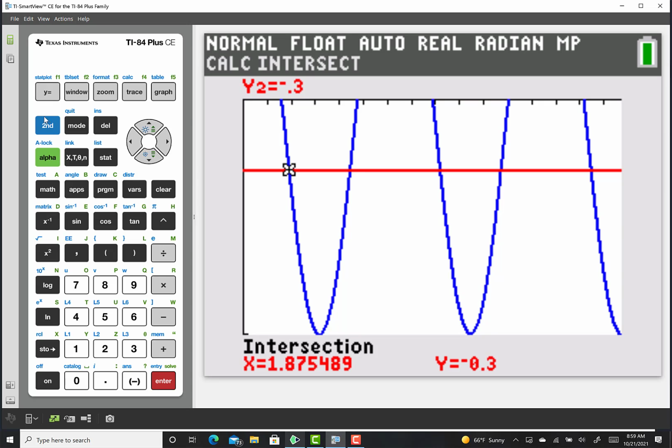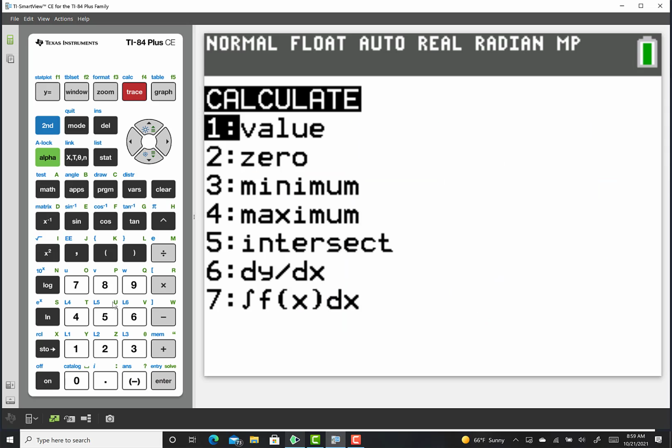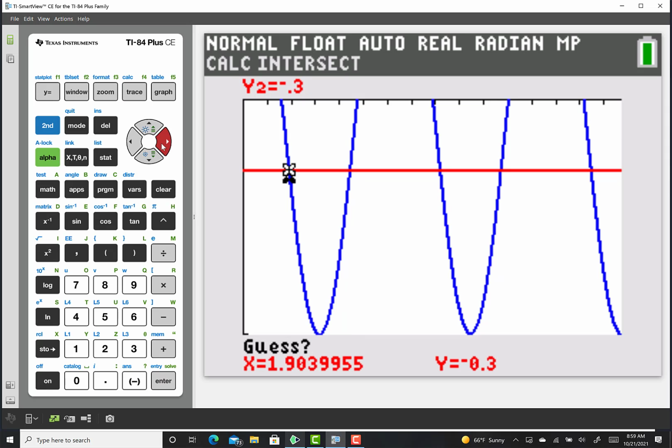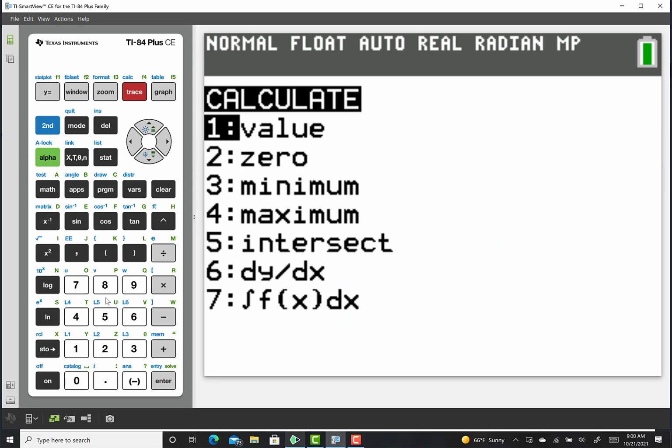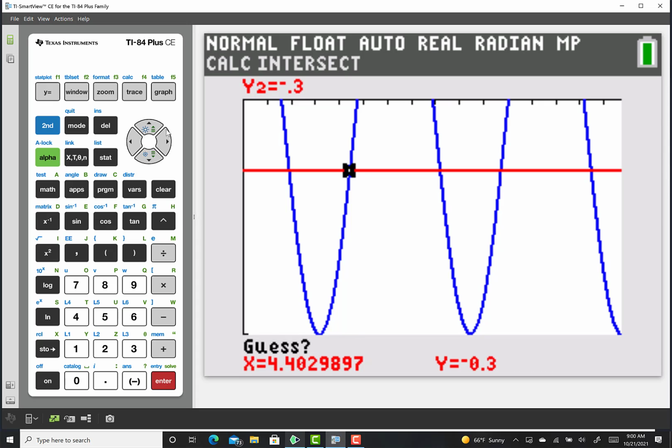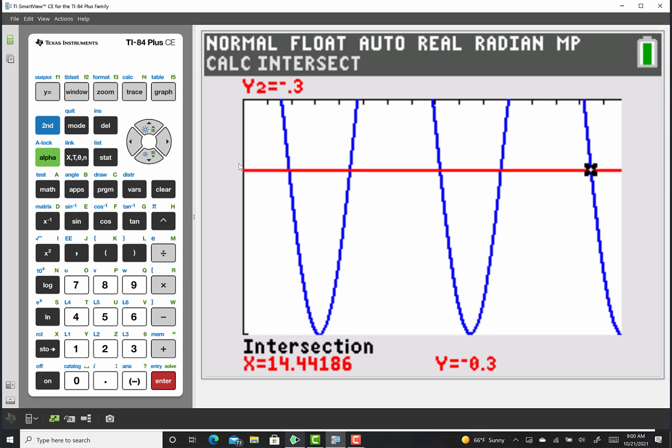Perfect. Let's do it again to practice. Second, calculate. Number 5. Enter, enter. Guess. I want the second one over here. I'm going to push enter. Is my second one 4.407? There it is. Let's do one more. Second, calculate. Number 5. Enter, enter. And I'm going to do the last one way out there. So is my fifth one, let's go all the way over here. There you are. Enter. Is the fifth one 14.44186? There it is. Do you see how we did it, guys? So you have a very powerful machine. Let's try to take advantage of it, guys.